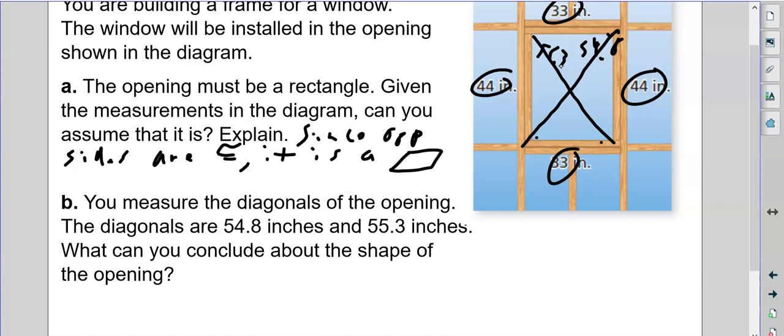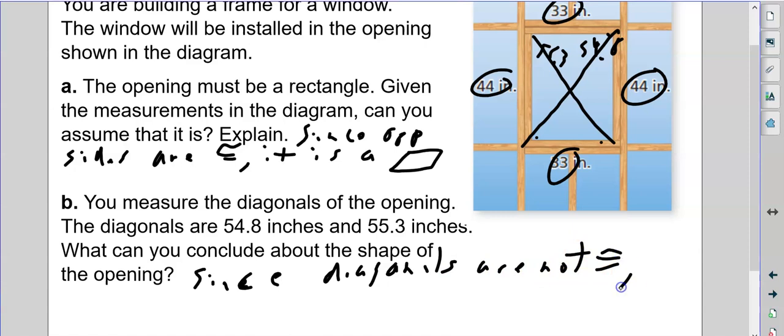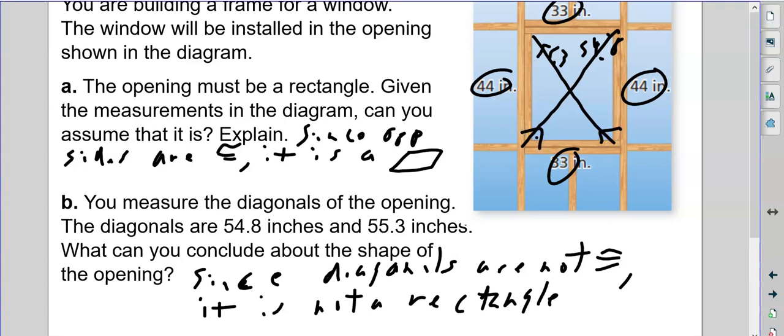What can you conclude about the shape of the opening? Well, since the diagonals are not congruent, it is not a rectangle. It is just simply a little bit off. So none of those angles are 90 degrees. They're probably pretty close, like 91 and 89, or 90 point something and 89 point something. It's probably really close because these measurements are pretty close for the diagonals, but they're not equal. We would say that that thing is not square. Not the shape square, but whenever you have right angles, we call it square. And that opening is not square.